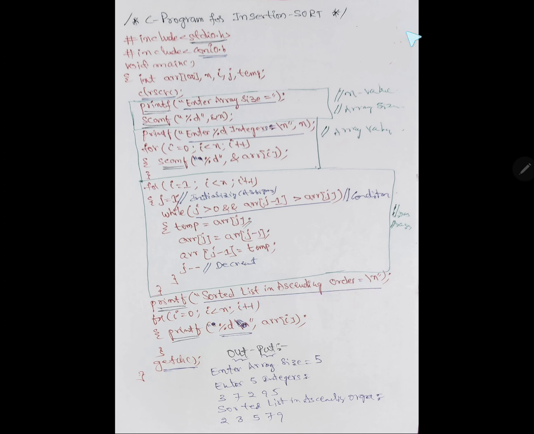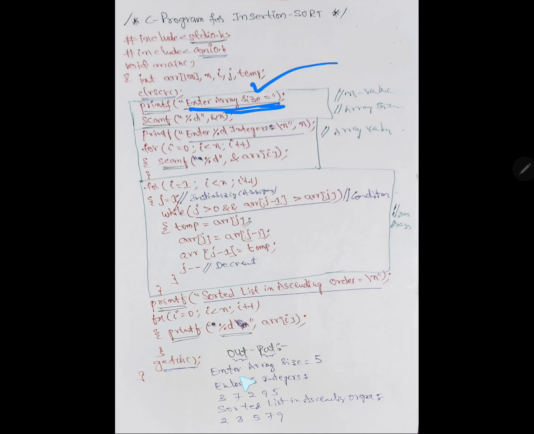So here I will write the sorted list in ascending order, increasing order. For i equal to 0, i less than n, i plus plus, printf %d. Here we need to give some space so that the values will be separated by spaces, right? Very simple. Now here first this value, right?